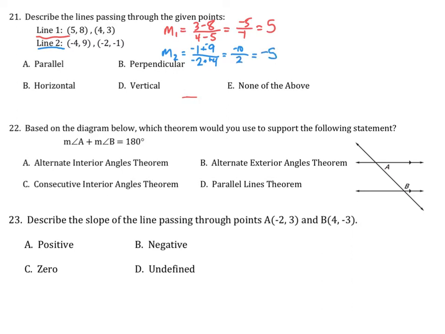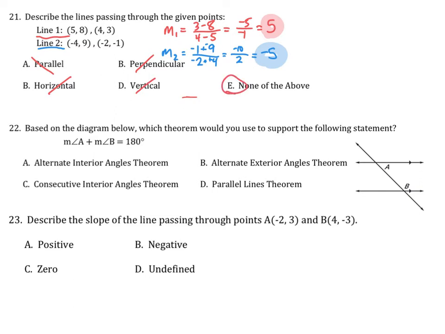If you look at that, I have a slope of 5 and a slope of negative 5. They're not exact, so the answer is not parallel. They're not opposite reciprocals, so they're not perpendicular. Neither one of them is horizontal because their slope is not equal to 0, and neither is vertical because their slope is not undefined. So then the answer is none of the above.